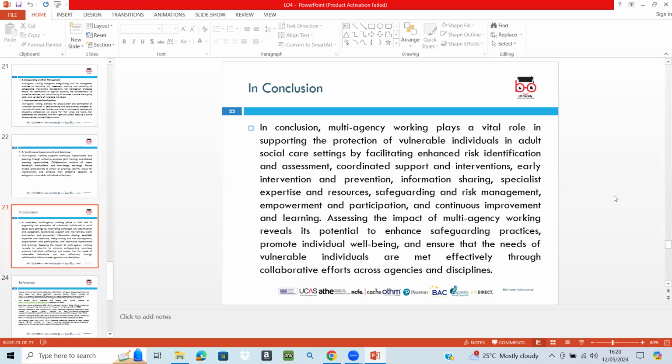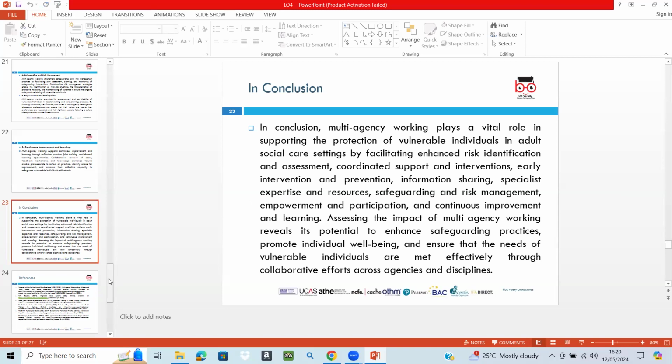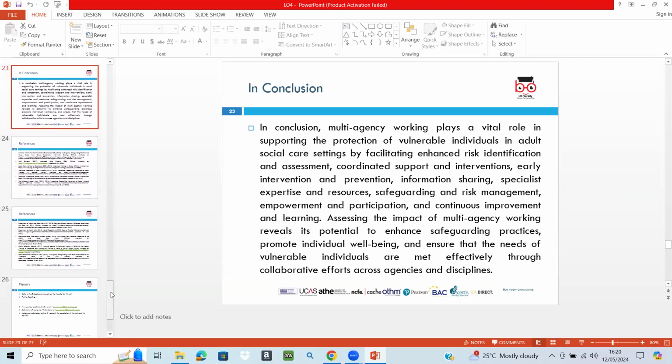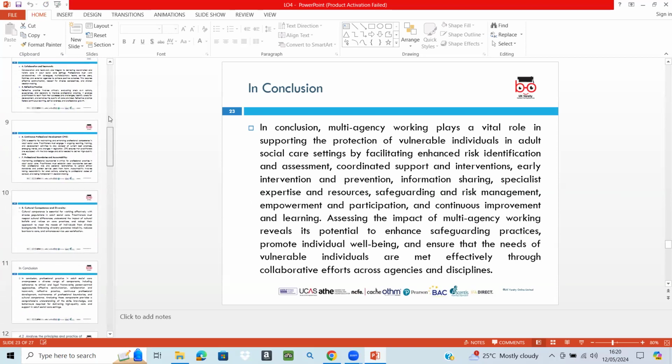So these were all the important points. If anyone has a question, please do ask. Overall, we have covered all the learning outcomes related to this unit.